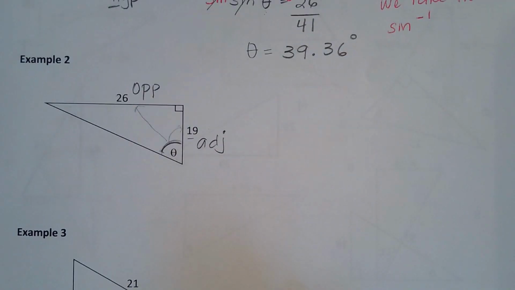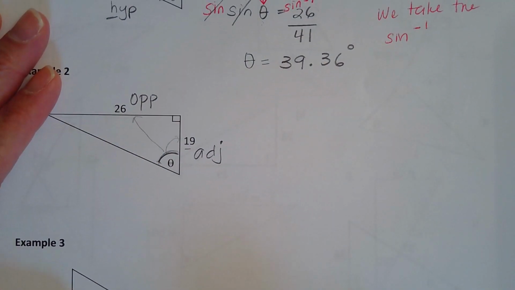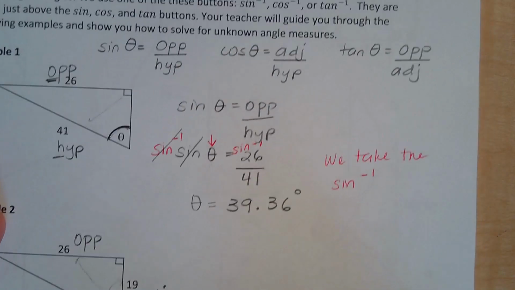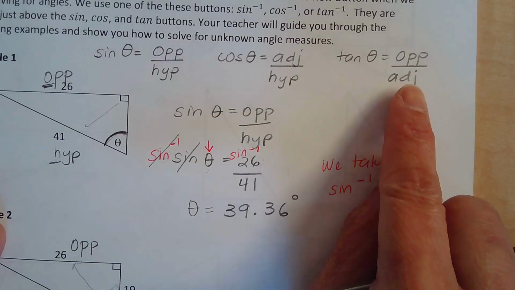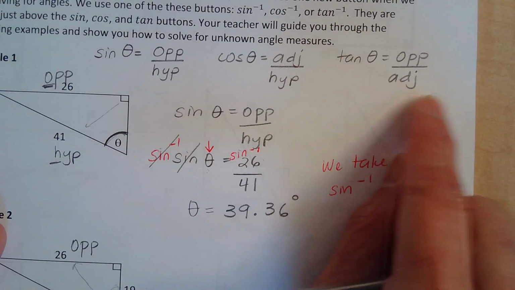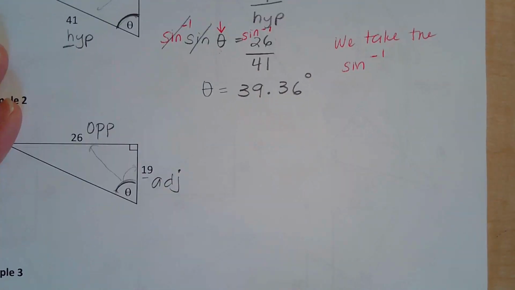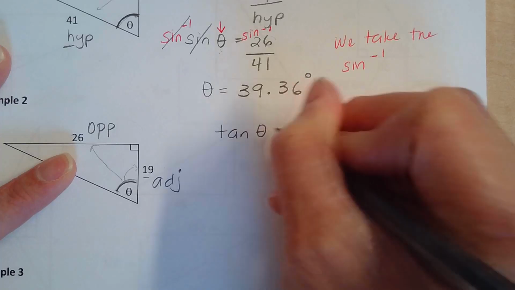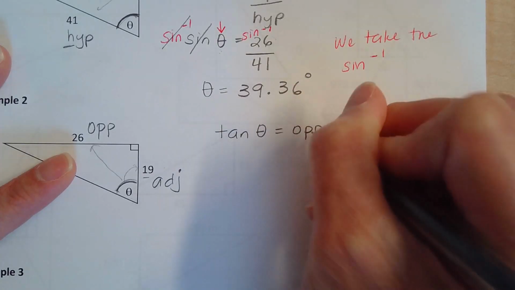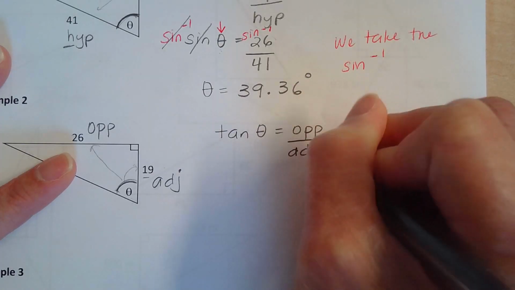Now let's take a look at the trig ratio. Which of the three trig ratios do you think we're going to use? Sine, cosine, or tangent? Tangent, right? Because the tangent has opposite and adjacent in that formula. So let's write down the formula. Tangent theta equals opposite over adjacent.